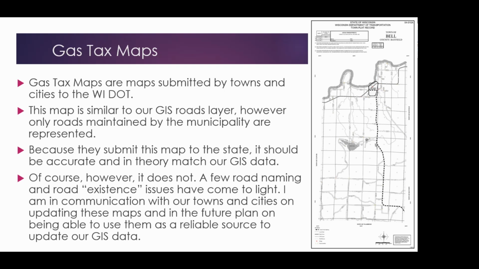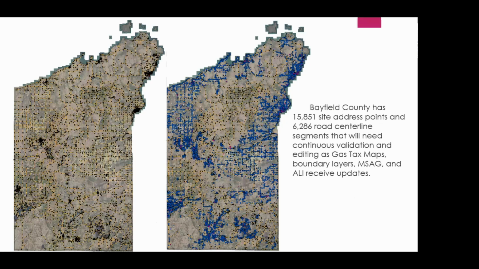And as I'm using these maps to validate our data, we've been finding different anomalies and discussing with the townships how to fix these. They're simple fixes, but just so we can all have the same information, all be on the same page, and in the future use these maps as a quick validation year to year if anything's been updated. Bayfield County currently has around 16,000 site address points and 6,200 road centerline segments that will need continuous validation and editing as these maps, boundary layers, and different databases receive updates.